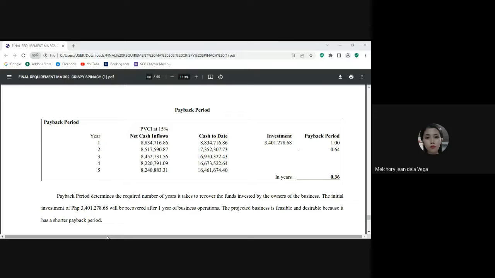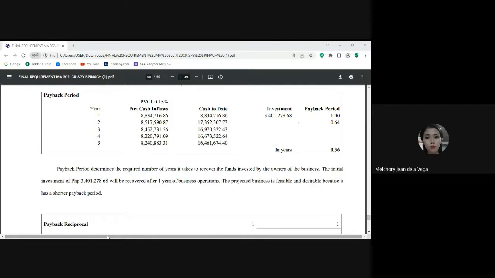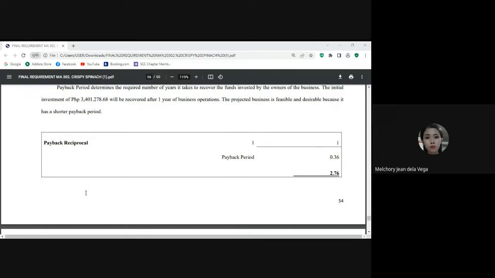The initial investment of 3,401,278.68 Philippine pesos will be recovered after 1 year of this business's operations, as I said earlier. So this business project is feasible and desirable because it has a shorter payback period. In our payback reciprocal, regarding our computation, we have 2.76 overall.